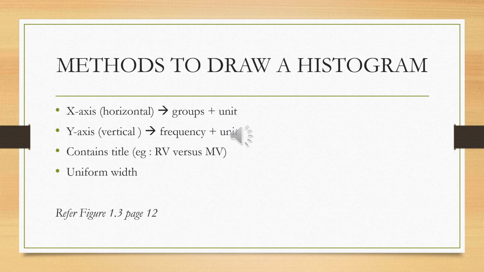The last type of graph is a histogram. Again, x-axis and y-axis. For x-axis, it depends. You just create something out of your data, so I just name it groups here plus unit. And then y-axis is frequency. Later you're going to learn histogram in maths, so you will know more about histogram.